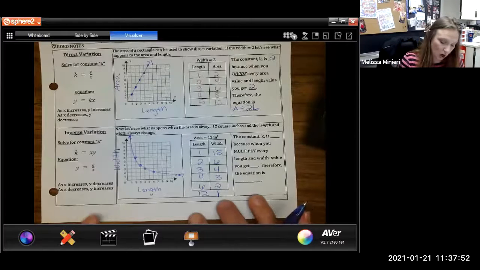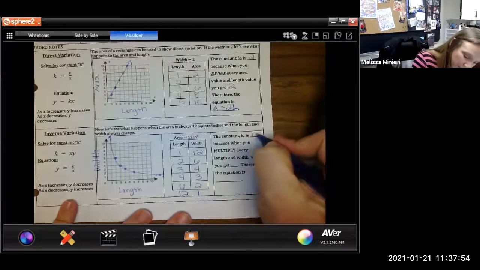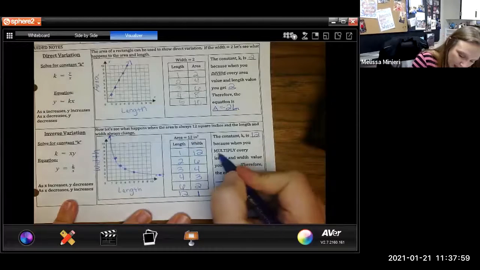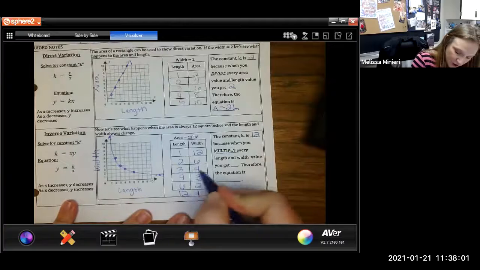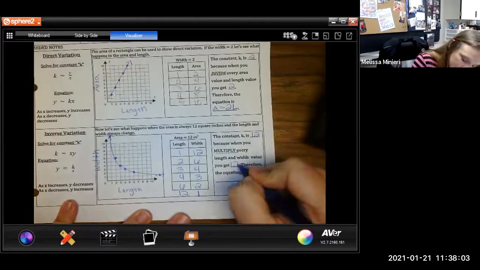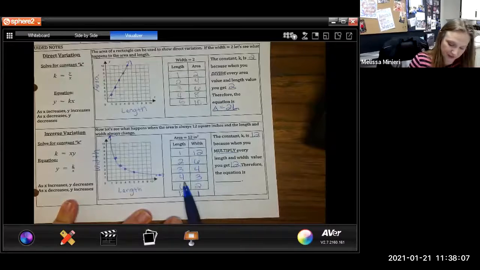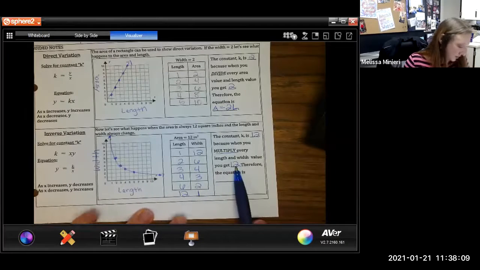So in this scenario, our constant is 12. What we held constant was the area. When you multiply these together, you will always get that 12. When you multiply the length and width together, the x and y's, that's when you're getting the constant value.